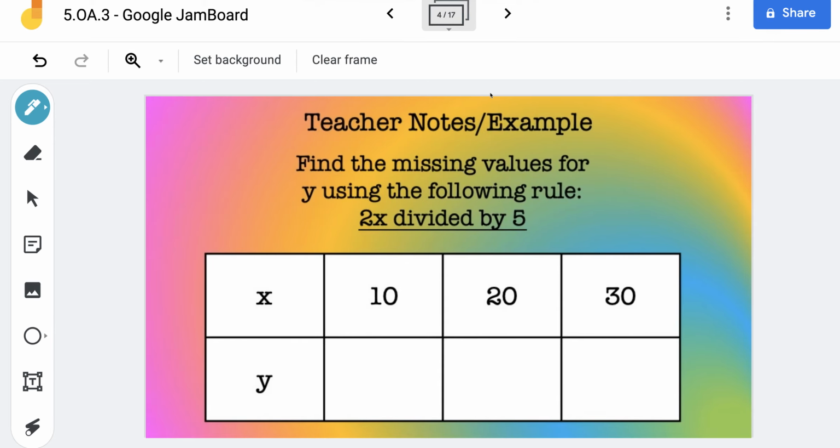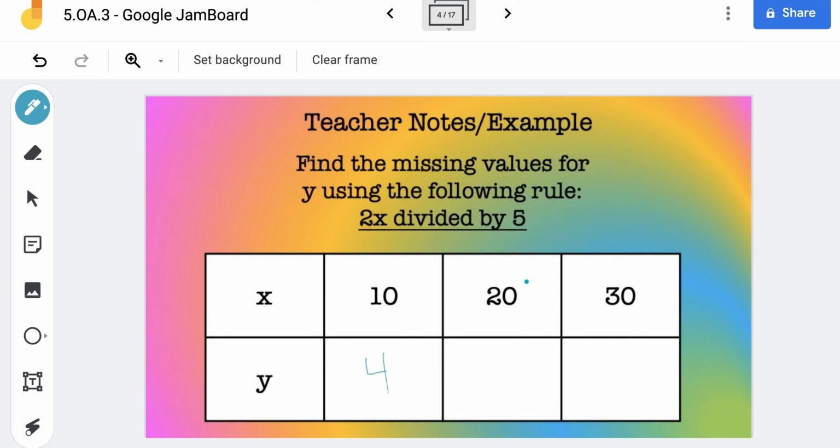All right, for this problem, it's a little different. It says find the missing values for y using the following rule. And the rule is 2x, then divided by 5. So 2x means 2 times x. We're going to multiply the x value by 2 and then divide by 5. So 2 times 10 is going to be 20, but then 20 divided by 5 is going to give us 4. So our first y value is going to be 4.